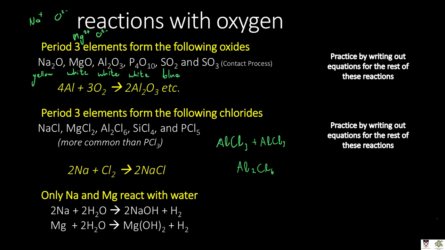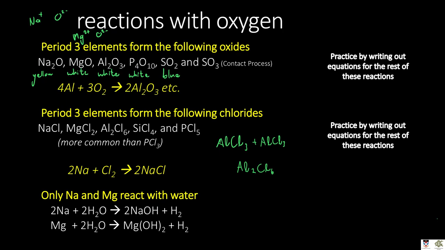Moving on to silicon. Silicon will react only very slowly with chlorine gas to form the chloride, silicon tetrachloride. Again, you don't have to memorize that one. You know silicon is in group 4, so valency of 4. Chlorine is group 17, valency of 1, therefore SiCl4. Phosphorus is in group 5, so it forms the chloride PCl5, which is also a very slow reaction.